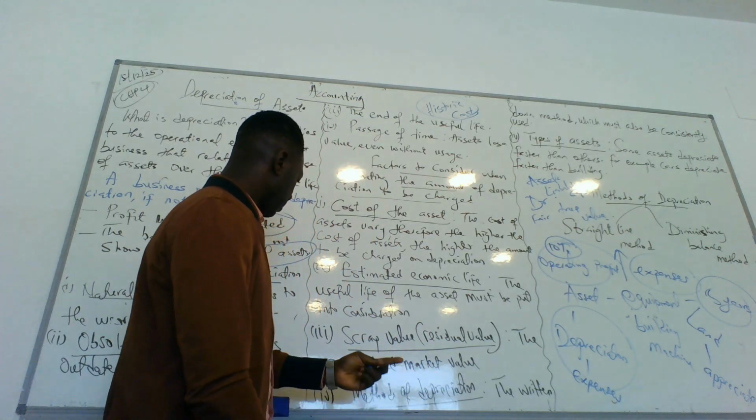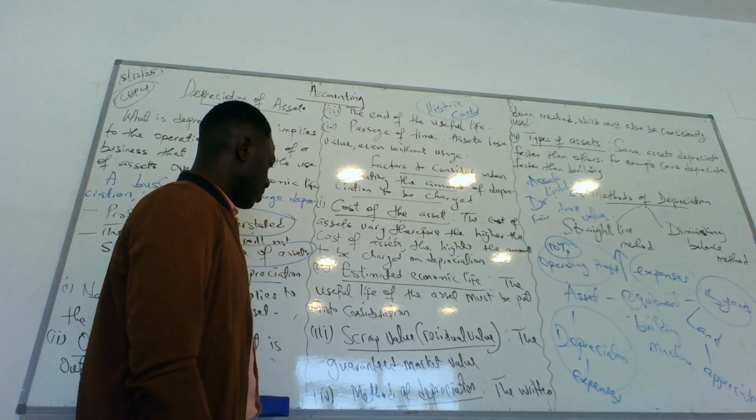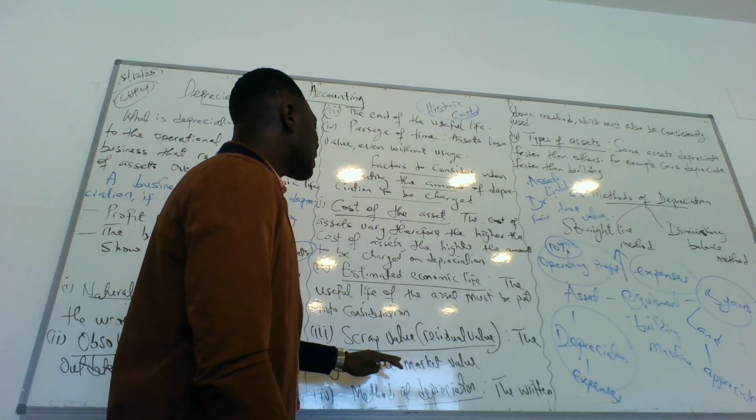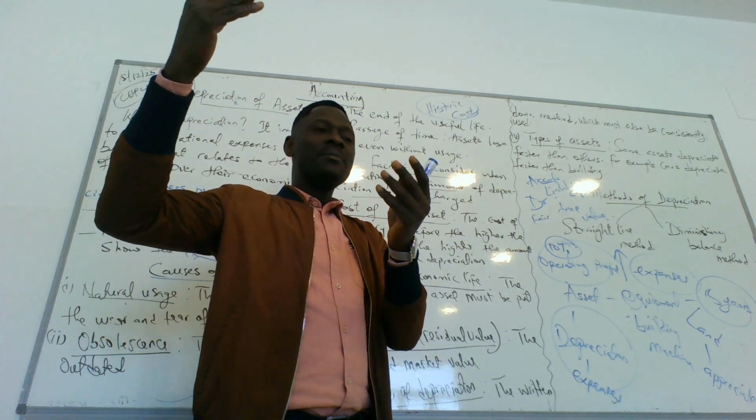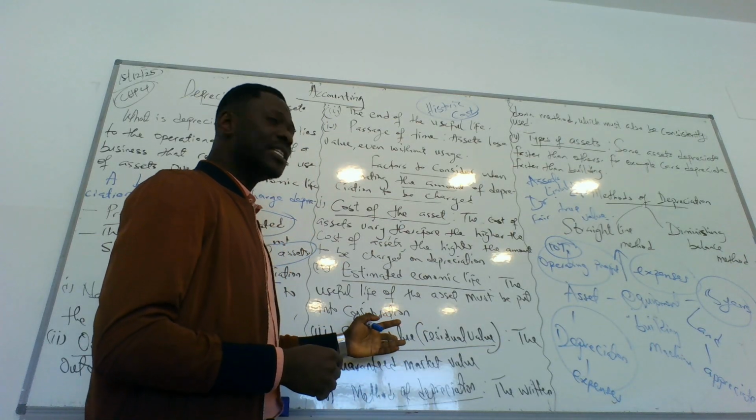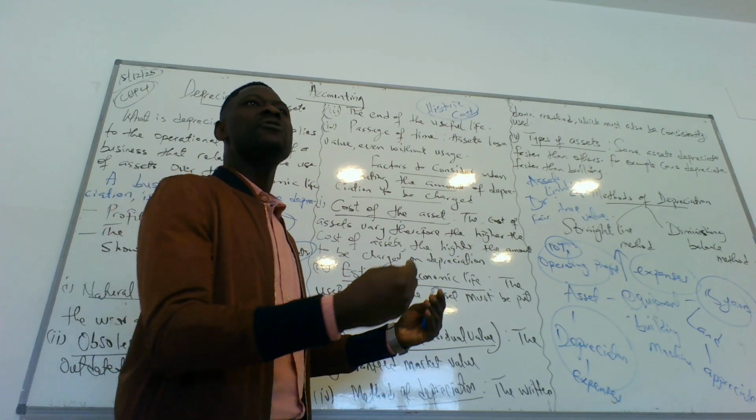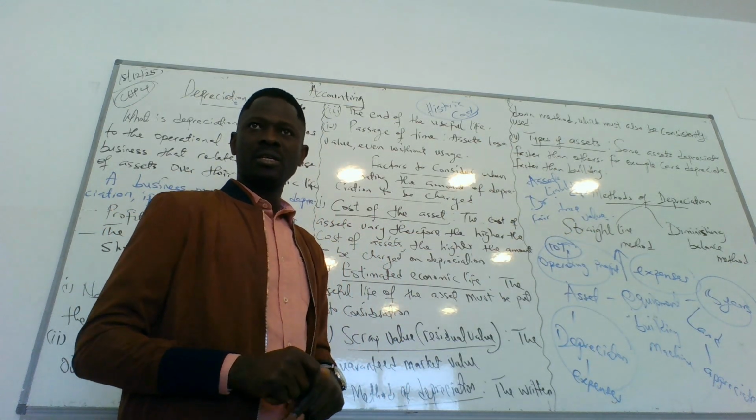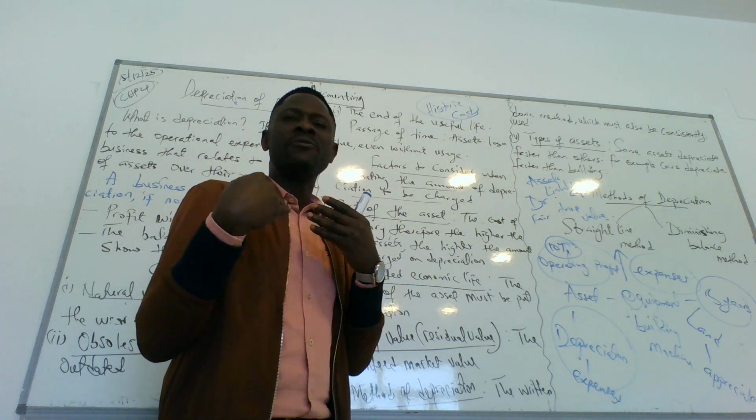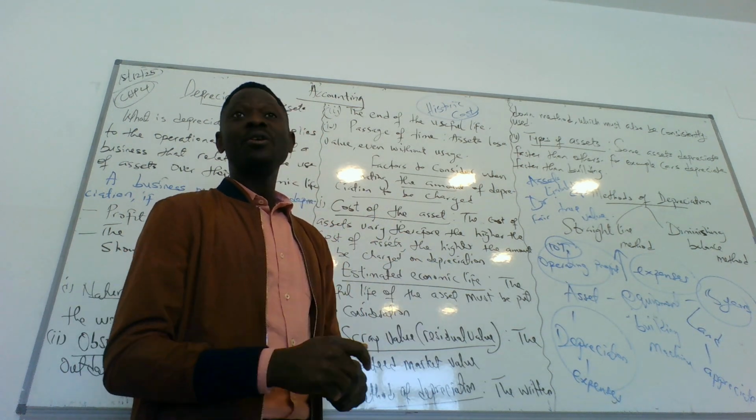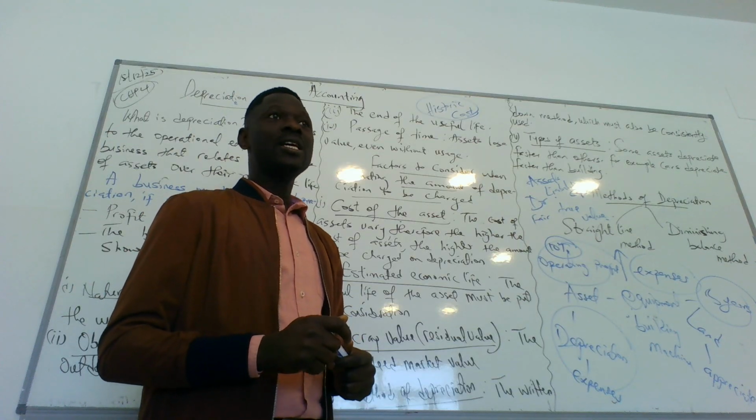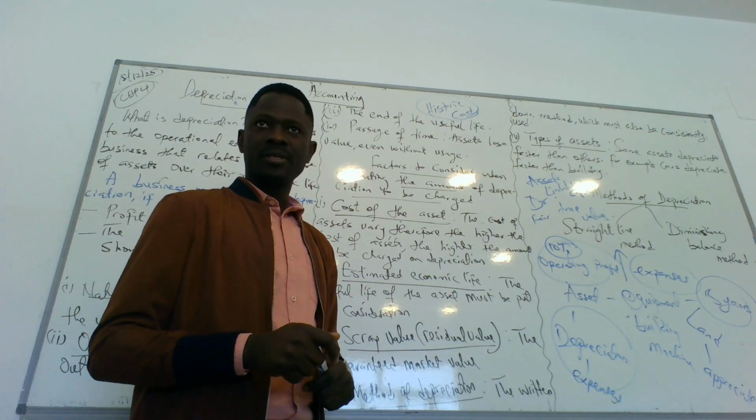The third one, scrap value or residual value. The guaranteed market value. At the end of the year, the value of the asset minus the residual value divided by the number of years gives you the depreciation. So how much are you going to be able to sell it for after 5 years? You need to know if it's going to be a loss or a profit.